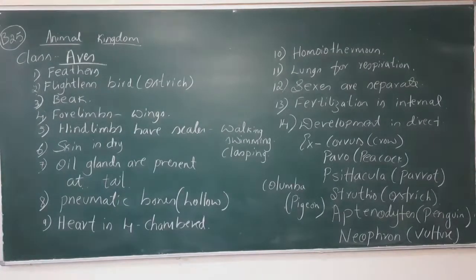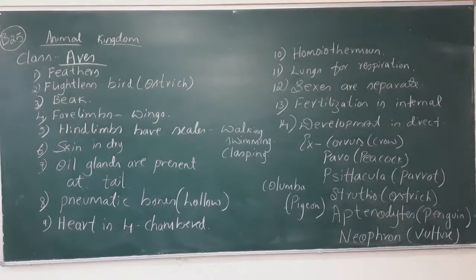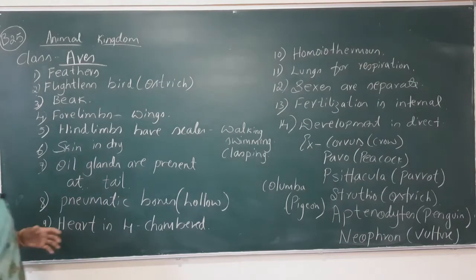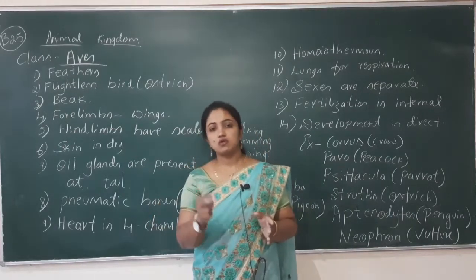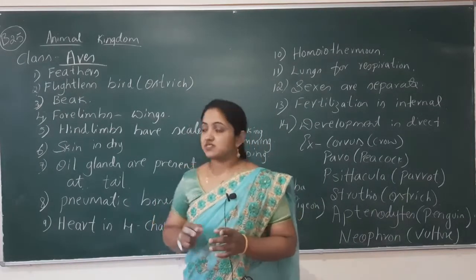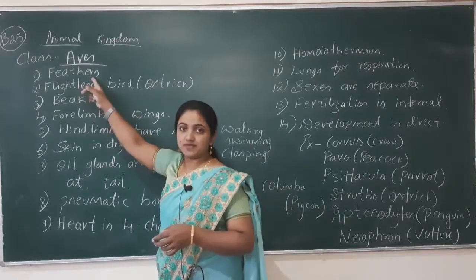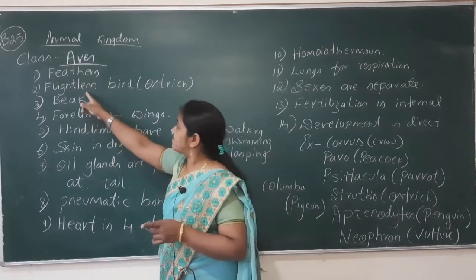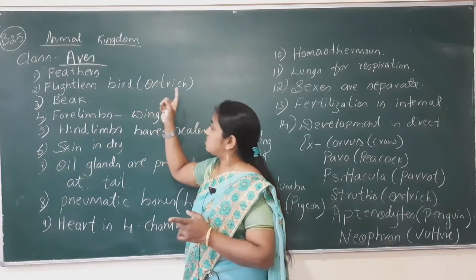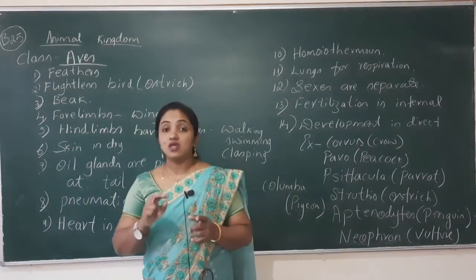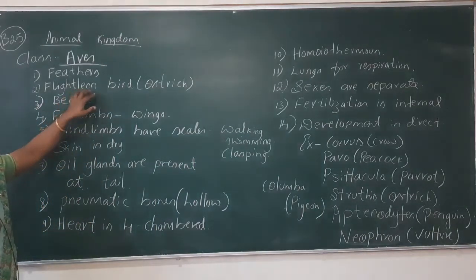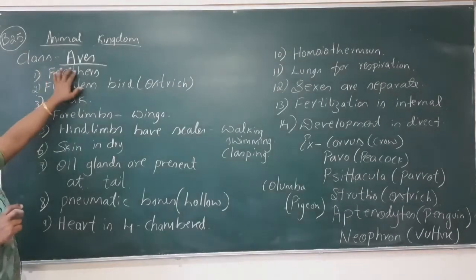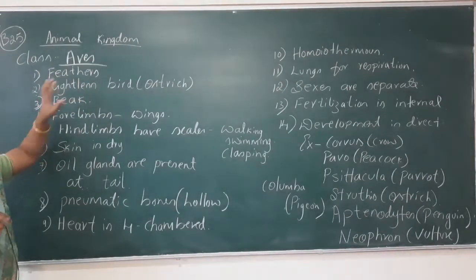After the class Reptilia, we go to the next class, the class Aves. The organisms come under the class Aves. Almost all the organisms possess feathers on the body, and except for the flightless bird, the ostrich, almost all of them can fly in the air. So that is the main and special feature of class Aves. They have feathers on the body.